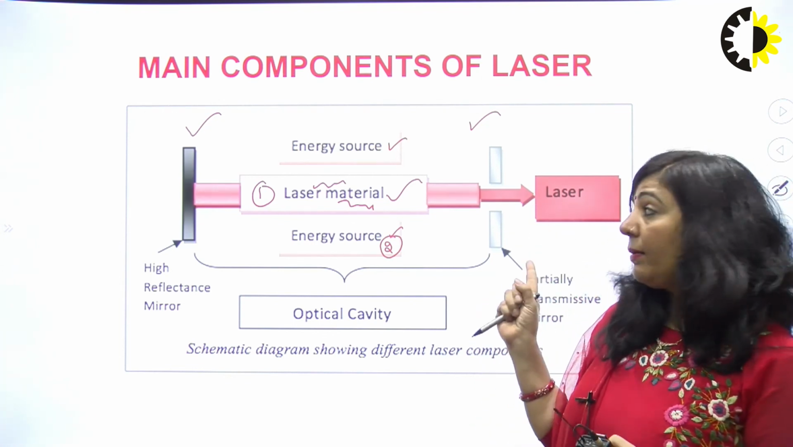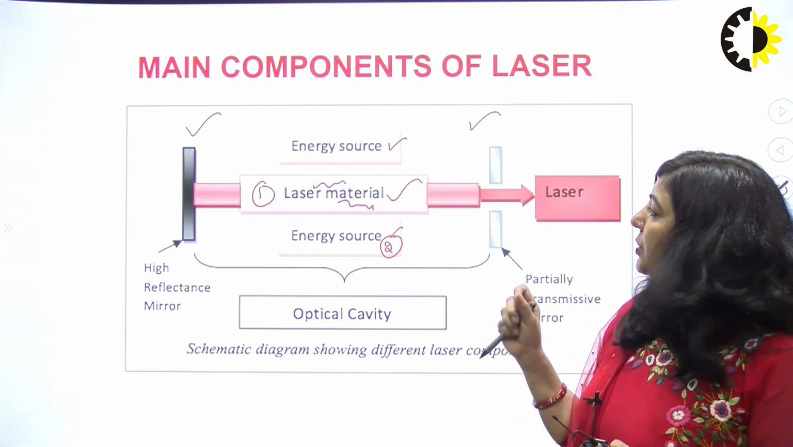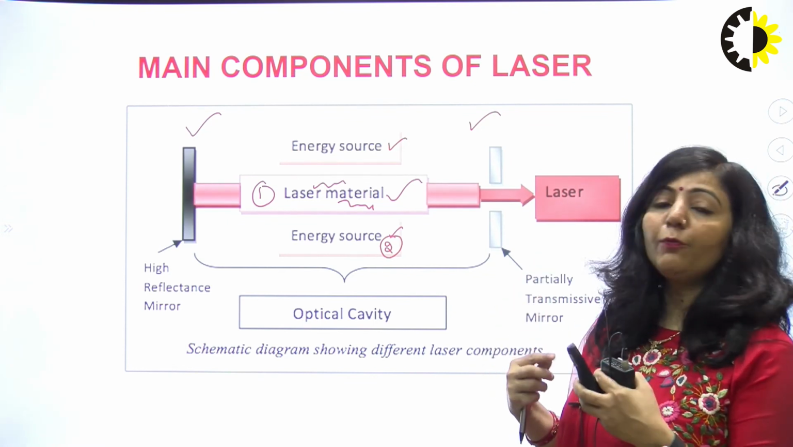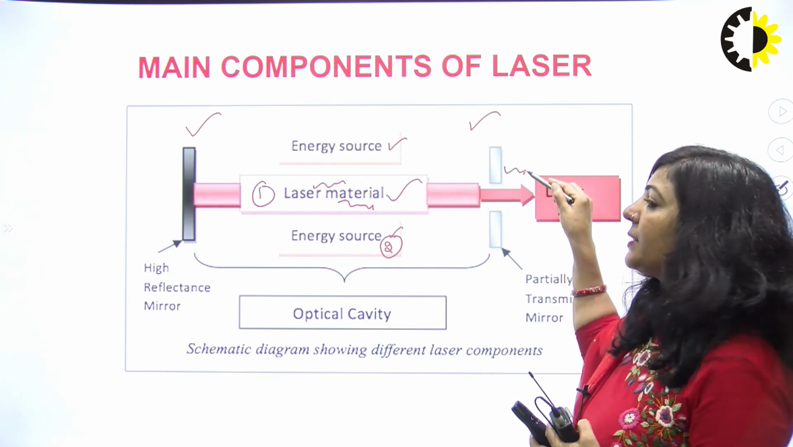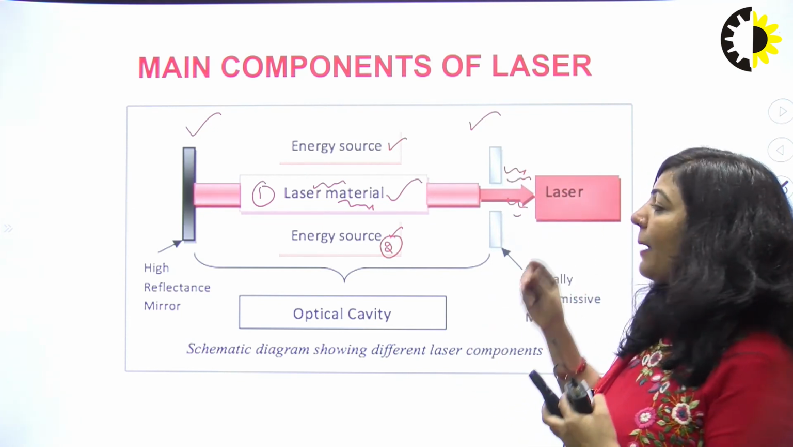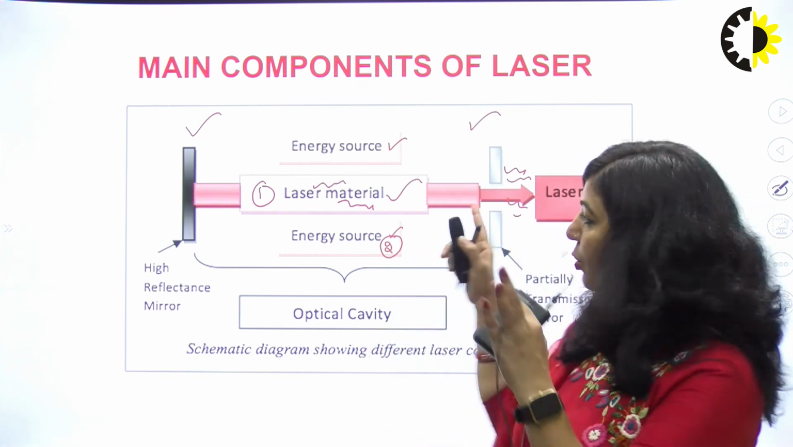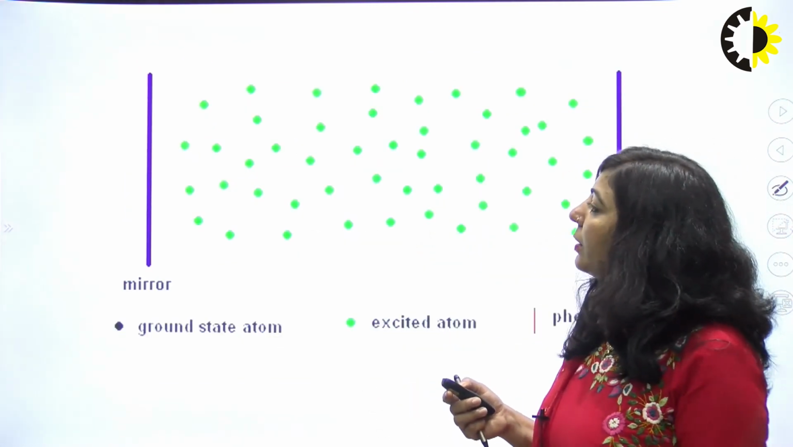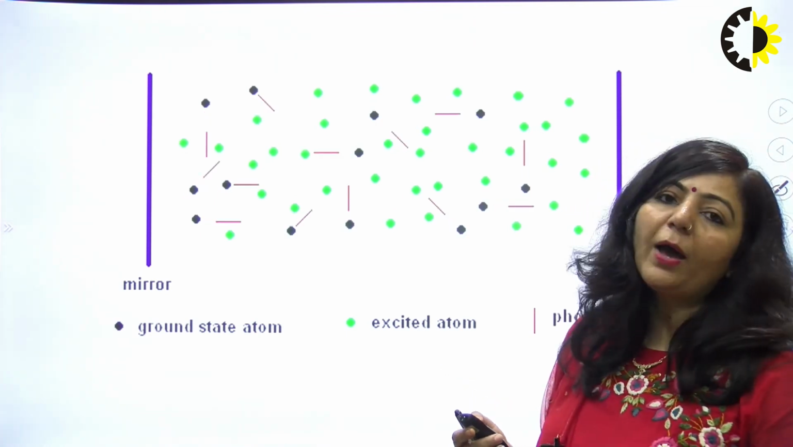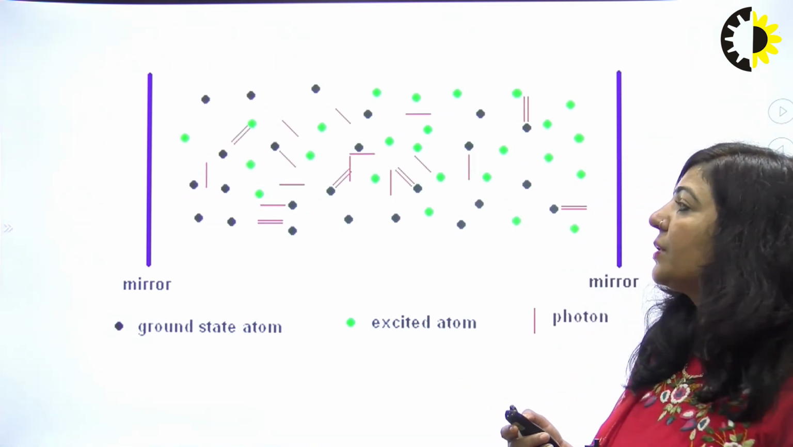This end is partially reflecting because when the beam gets sufficiently amplified, the laser beam or laser light is obtained from this partially reflecting end. So this combination is known as resonant cavity. So three components: first one is active medium, then you have pumping source, and then you have resonant cavity.